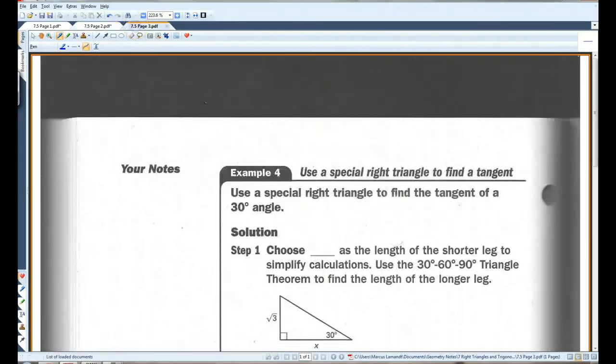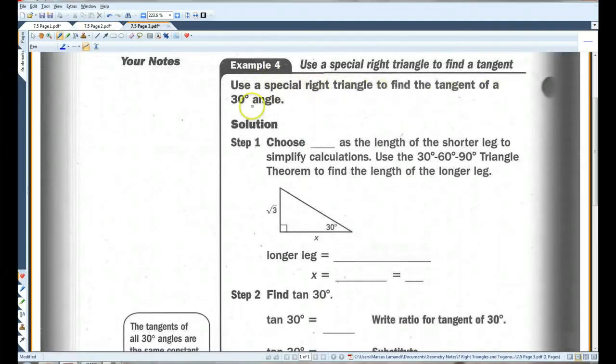Okay, let's go on to page 3. In this case, we're going to use a special right triangle to find the tangent of a 30-degree angle. It doesn't tell you what kind of 30-degree angle. Any 30-degree angle will work. We know, hopefully you guys remember, that in a 30, 60, 90 triangle, the long leg is root 3 times the short leg. So just to simplify things, I'm going to choose root 3 as the length of the shorter leg to simplify calculations. The longer leg is the shorter leg times root 3. So x is root 3 times root 3, which is 3.